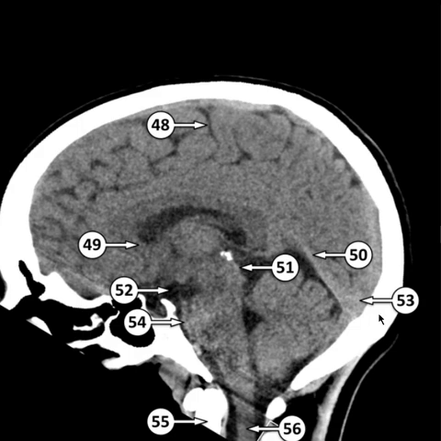53, this is the torcula herophili, or the confluence of sinuses. 54 is the basilar artery. This is the basilar artery. 55 is the odontoid process of the C2 vertebra. And 56 is the cervical spinal cord.